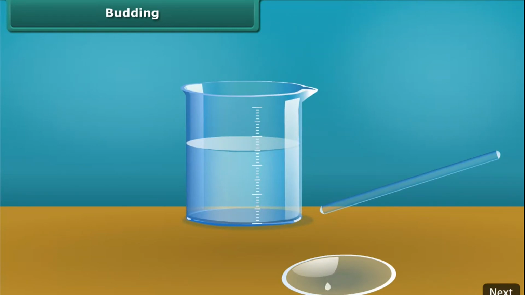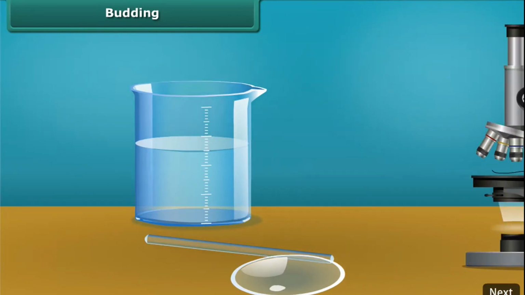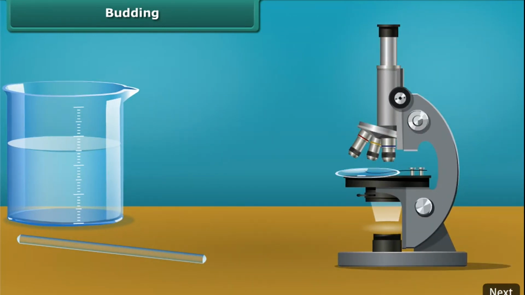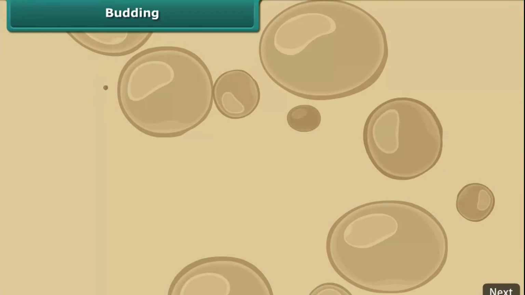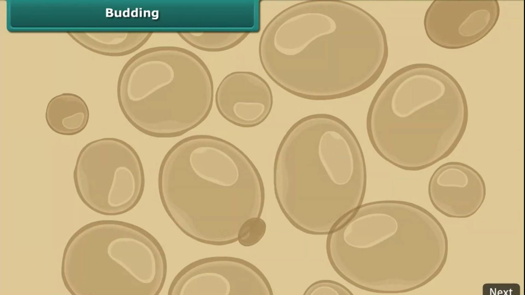After an hour or so, put a drop of this liquid on a watch glass and observe under a microscope. You'll observe new yeast cells formed. The small bulb-like projection you see coming out of the yeast cell is called a bud. These buds grow, mature, and form new yeast cells.